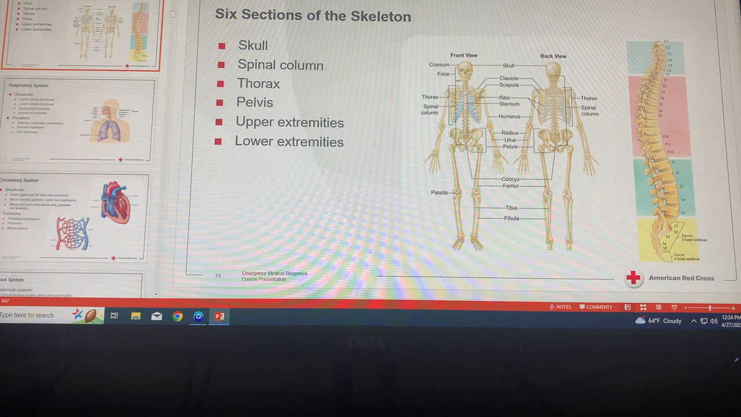13 smaller bones make up the face, as well as the hinged lower jaw, or mandible, which moves freely. Next is the spinal column. The spinal column, or spine, houses and protects the spinal cord. It is the principal support system of the body.